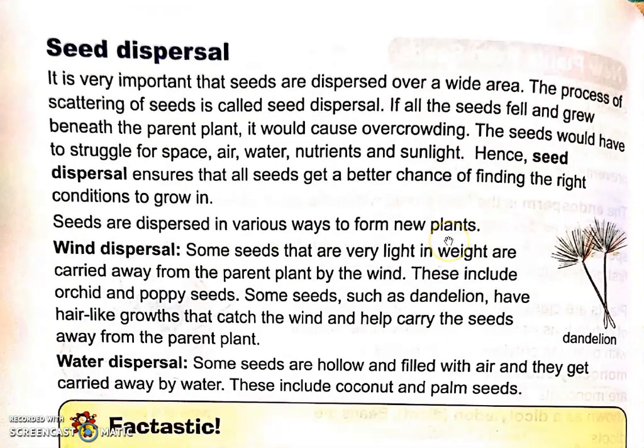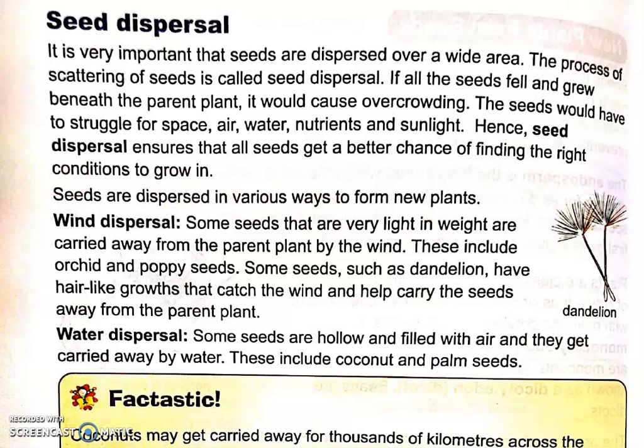Now let's learn about seed dispersal. It is very important that seeds are dispersed over a wide area. The process of scattering seeds is called seed dispersal. Normally farmers manually scatter the seeds, but in nature, where there is no human present, we still see that plants and greenery keep on growing. This is because of natural seed dispersal. If all the seeds fell and grew beneath the parent plant, it would cause overcrowding.